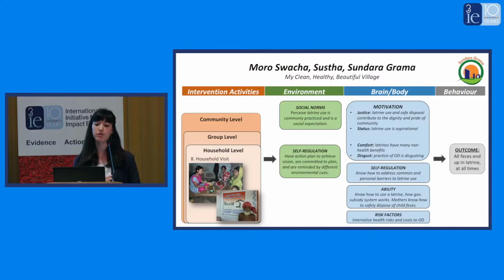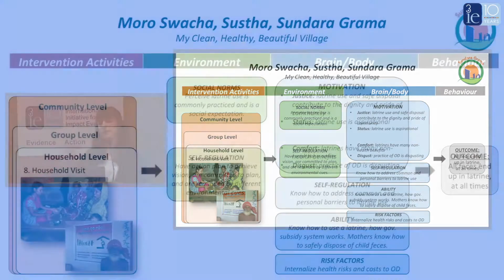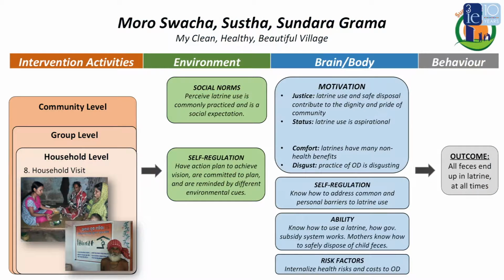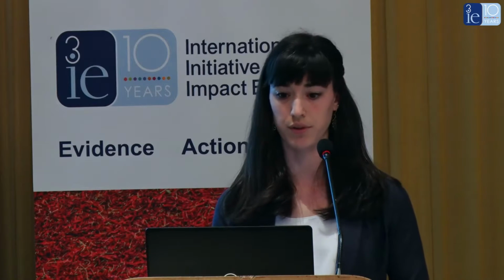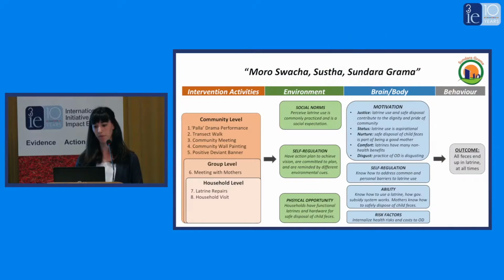And then lastly, at the household level, we have a household visit. And I should say that all these activities are implemented by community mobilizers. So a community mobilizer comes to a household and does a one-on-one, almost like a counseling visit for households on the specific barriers that they're facing to their latrine use. So this is getting more personal. And it's focusing a lot on that self-regulation component where they're talking to household members on, what are the barriers you're facing to your latrine use? How can we create action plans to overcome those and really make a commitment to performing this behavior? So this is the overall theory of change.